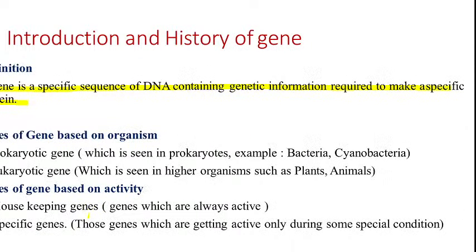Now there are some important things also. The genes are just divided according to their activity, so we have different types of genes. The number one is housekeeping genes. These are those genes which always remain active. Then we have specific genes. Those genes which become active only during some special conditions are known as specific genes.